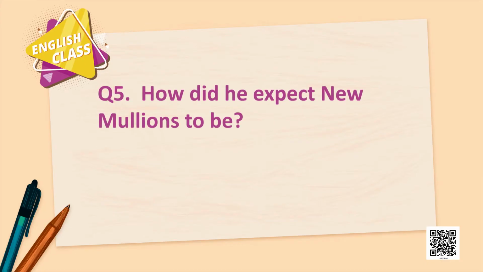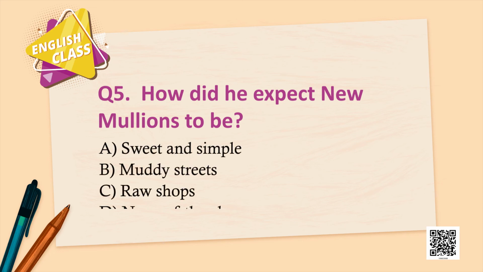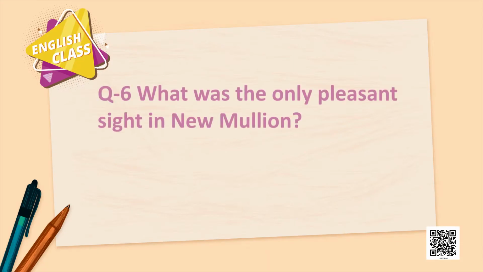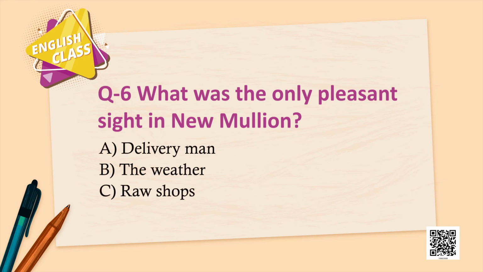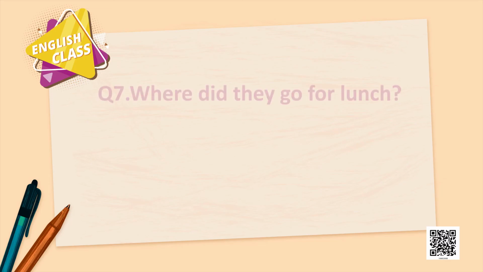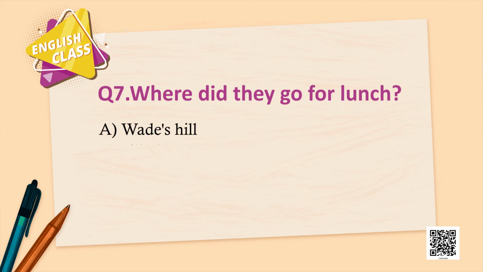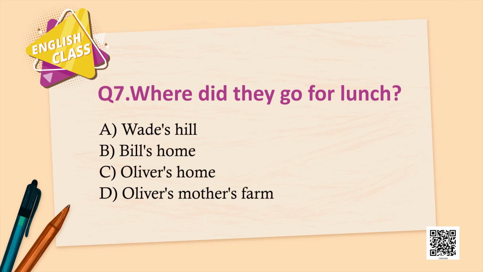Question number 5. How did he expect New Mullion to be? Sweet and simple, muddy street, raw shops, or none of the above? Sweet and simple. Right. Question number 6. What was the only pleasant sight in New Mullion? The delivery man, the weather, the raw shops, or none of the above? The delivery man. Right, said Suhani. Question number 7. Where did they go for lunch? Wade's Hill, Bill's home, Oliver's home, or Oliver's mother's farm?